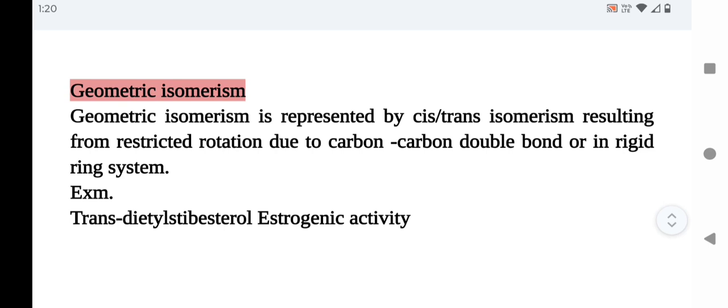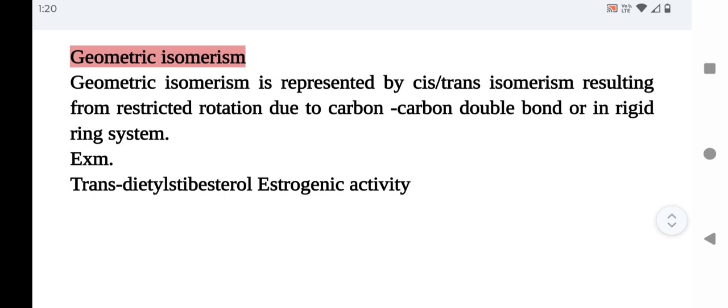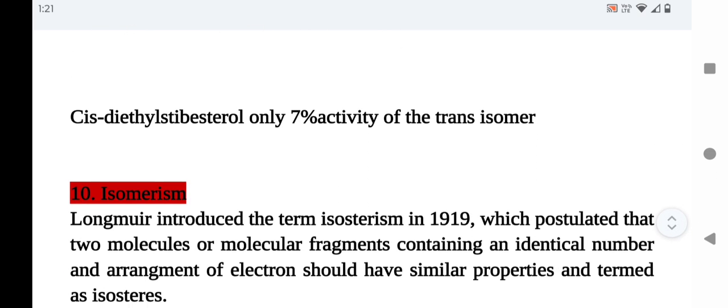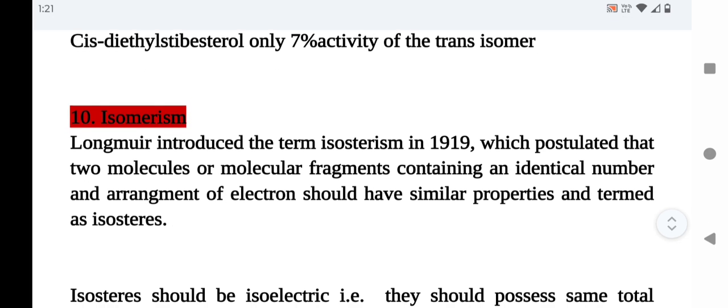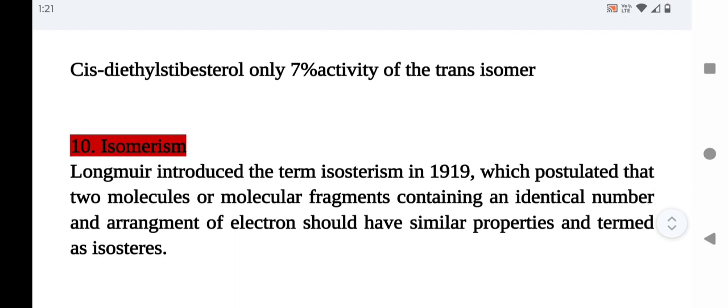Then geometric isomerism. Geometric isomerism is represented by cis-trans isomerism resulting from restricted rotation due to a carbon-carbon double bond or in a rigid ring system. Example है trans diethylstilbestrol, estrogenic activity. Then cis diethylstilbestrol has only 7% activity of the trans isomer. इनके भी स्ट्रक्चर हम आगे डिस्कस करेंगे.